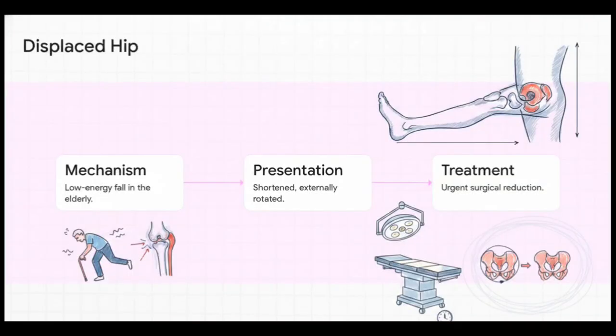For your board exams and clinical rotations, you absolutely have to memorize this classic presentation. A shortened, externally rotated lower extremity immediately signals a displaced hip fracture, especially if we're talking about an elderly patient who had a low-energy fall. These require urgent surgical reduction to mitigate the risk of avascular necrosis. It's a textbook presentation, and you just cannot afford to miss it.